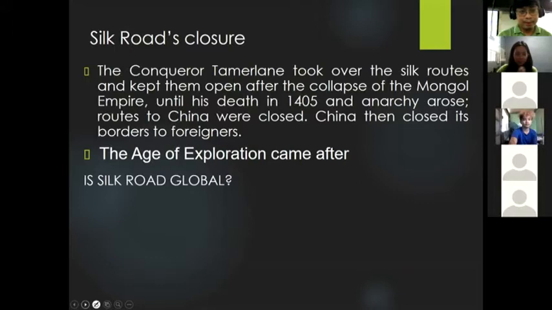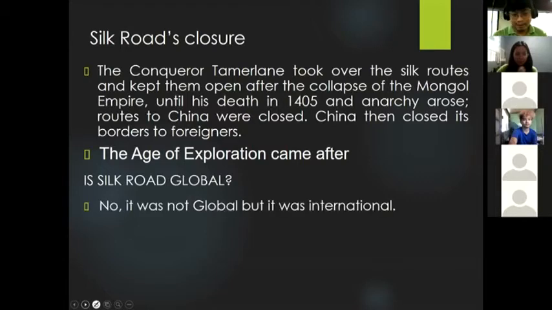So the question now is, ang Silk Road ba ay global? No? Titignan natin yung mga bansa na dinaanan ng Silk Road. Can we consider Silk Road as global? No, sir. Yes, It's Ryan. International po. Okay, kasi sabi po dun sa module, mako-consider natin na global ang isang trade kung nakakapunta siya overseas.